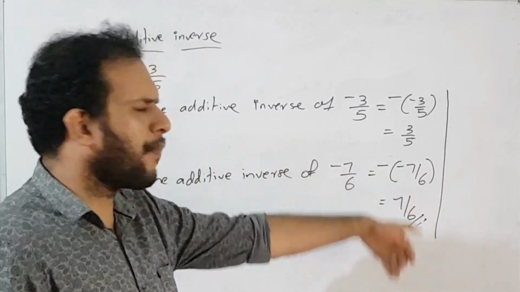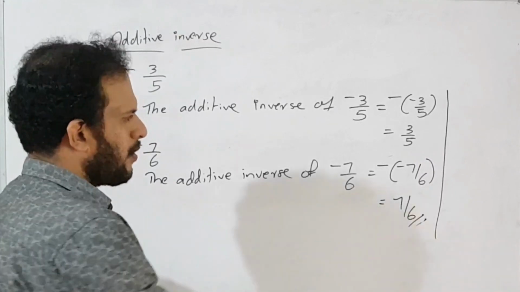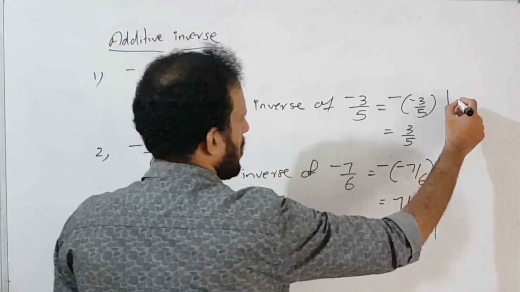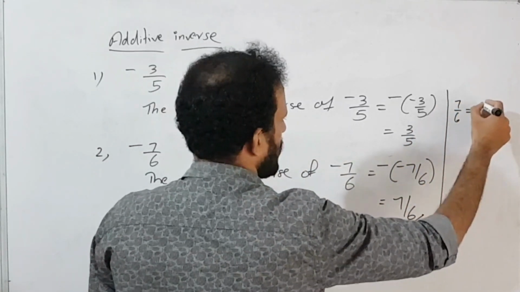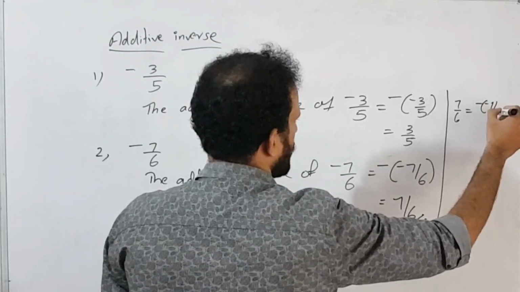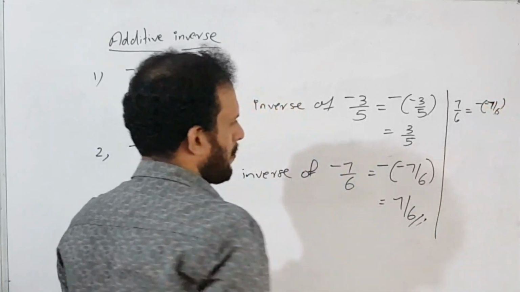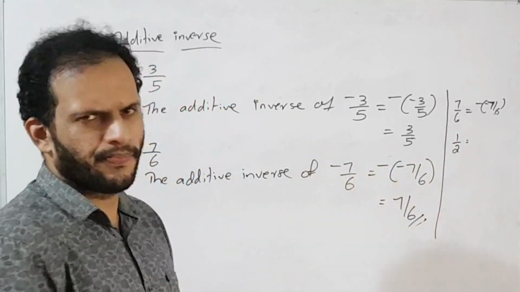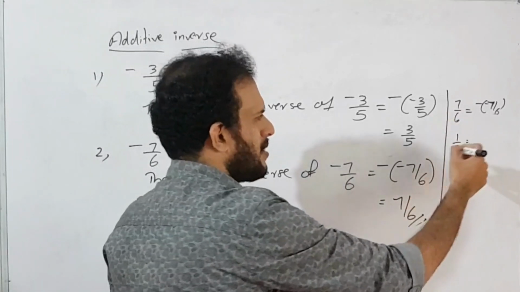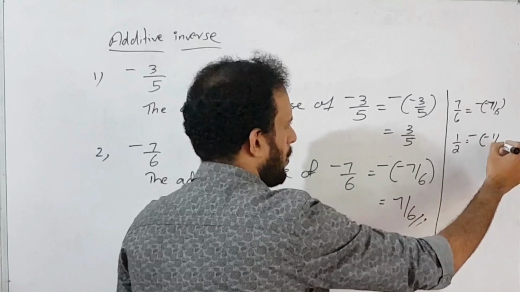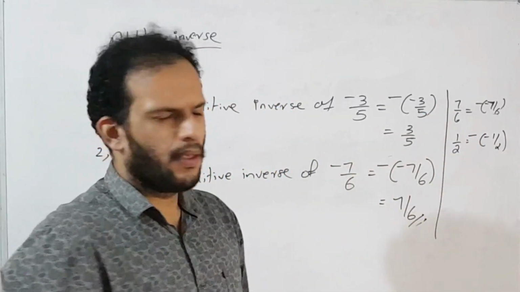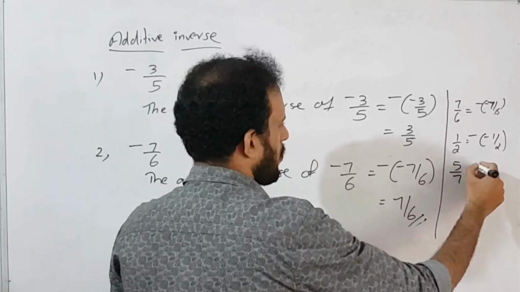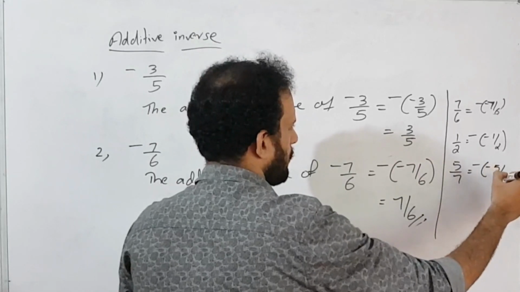So how do we convert a positive number in terms of a negative? We know that minus of minus 7 by 6 is same as 7 by 6. So 7 by 6, how do we convert in terms of minus? 7 by 6 is equal to minus of minus 7 by 6. How do we write 1 by 2 in terms of minus? 1 by 2 is same as minus of minus 1 by 2. Okay, how do we write 5 by 7 in terms of minus? 5 by 7 is equal to minus of minus 5 by 7.